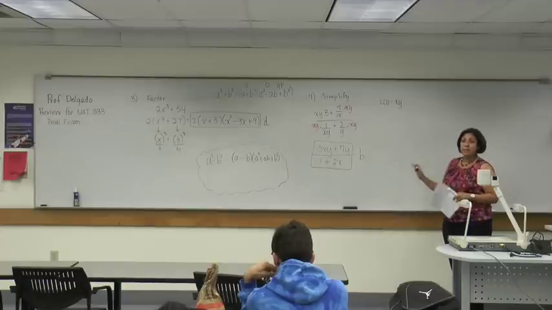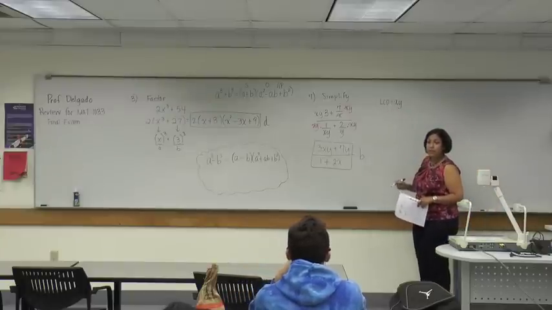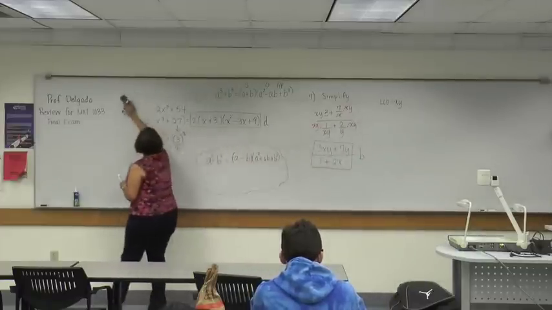So don't get intimidated by those complex fractions. They're actually pretty simple to simplify as long as you take the time to identify the correct least common denominator. All right, let's look at 11.